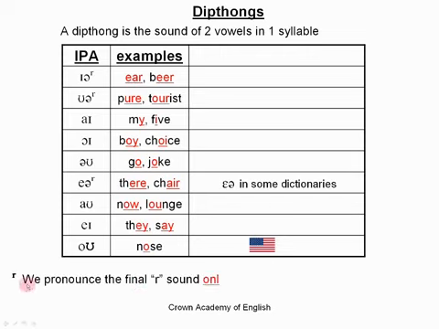And again, the same rule, the little R here, here, and here. For these three sounds, again, we only pronounce the final R sound if the next word starts with a vowel. And this is only in British English. In American English, they always pronounce the final R sound.